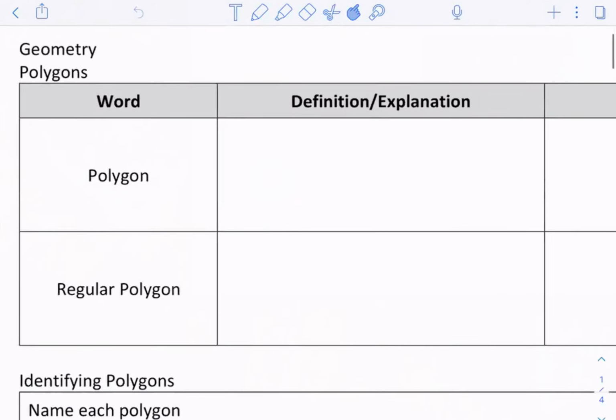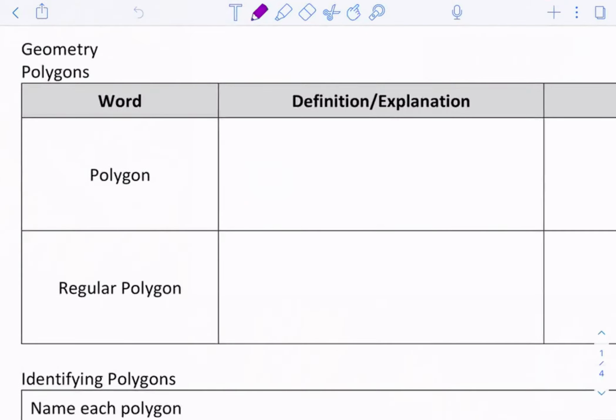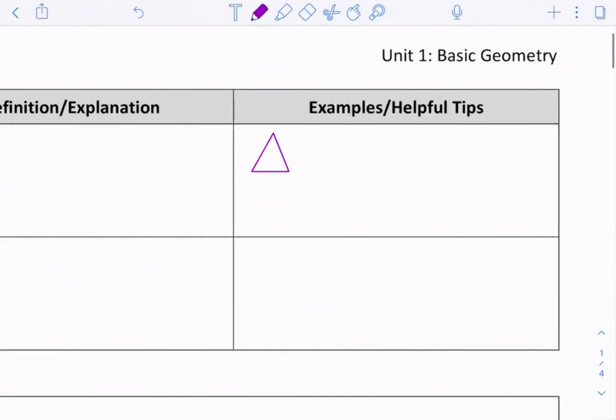If you remember, a polygon is a closed figure with straight sides. So just so you know, this shape, which you guys know is a circle, is not a polygon. But if I have two sides, that's not a polygon either. I'd have to close this shape. So here is a polygon. I can move that over in the examples.